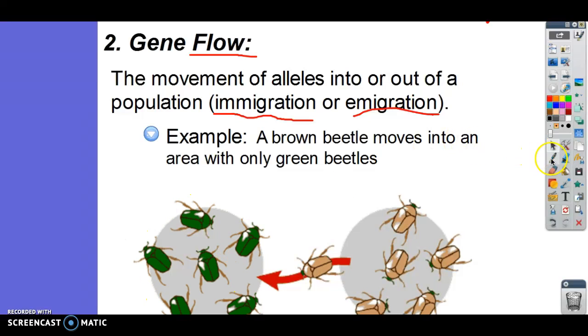So this is an example of gene flow. Why? Because this guy is bringing brown beetle genes into the population of green beetles. So we have our genes changing. This population used to be just green genes or green alleles, but now they're going to have a brown allele. Our gene pool, our total amount of genes, is changing. So that's gene flow. Movement of an individual from one population to another.